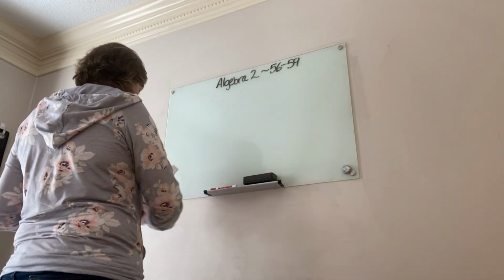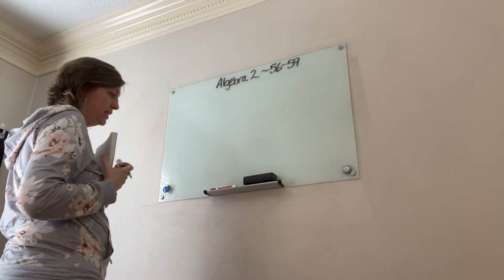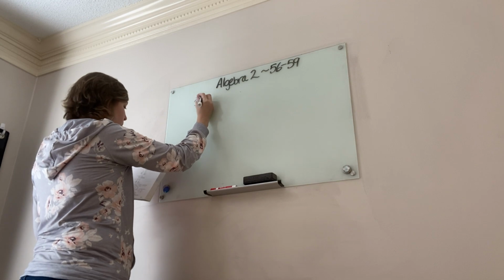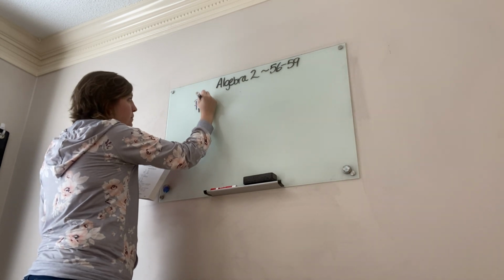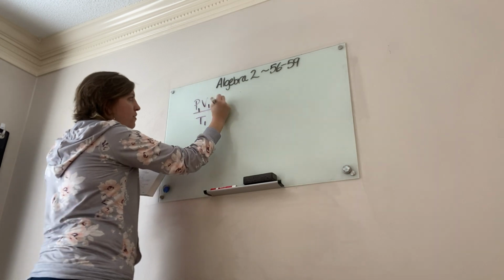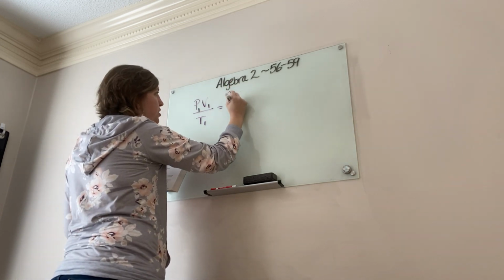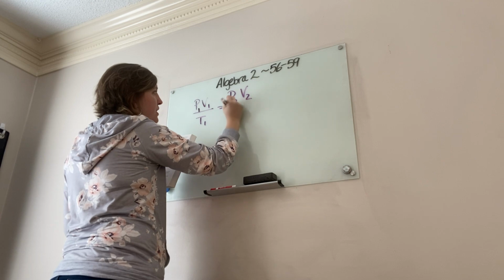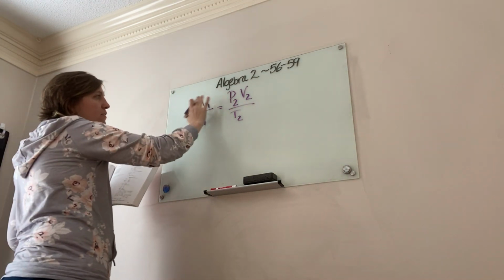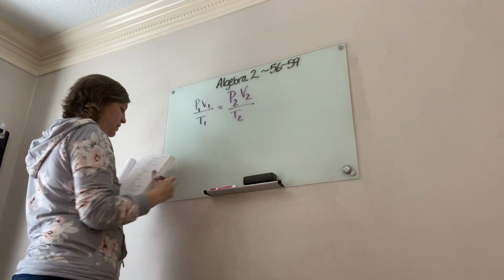All right. So again, this is lesson 57, and we're looking at practice A. So don't forget, it's the pressure times the volume of the first, and that's being divided by the temperature of the first. All of that equals pressure of the second, volume of the second over temperature of the second. All right. So we're just saying all of this equals all of this, the first and the second.